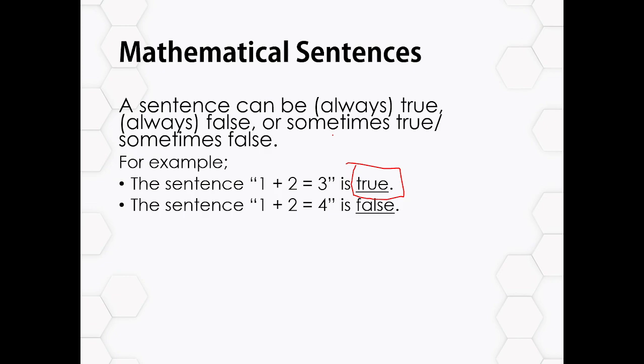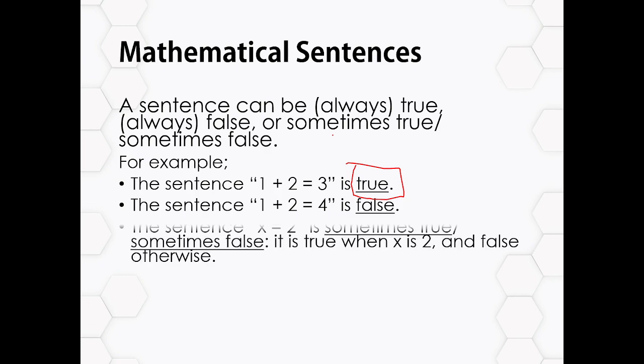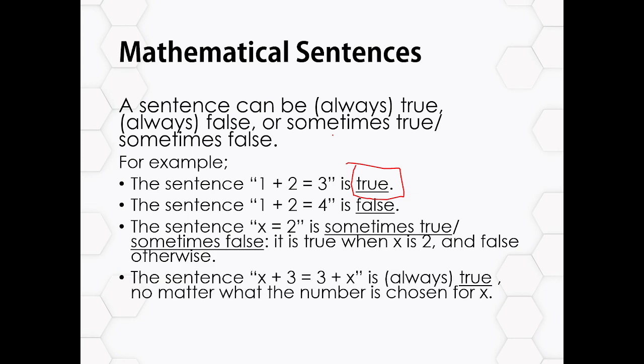Pero minsan, there are some cases na pwedeng tawagin na sometimes true or sometimes false. For example, ang mathematical sentence na x equals 2. It is sometimes true, it is sometimes false, pero magiging true lang siya kung 2 talaga ang value ng x sa algebraic expression. Next.